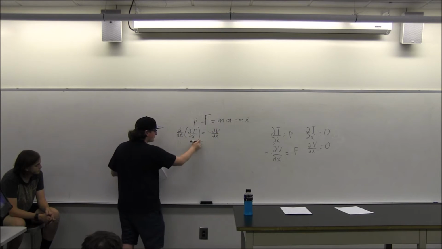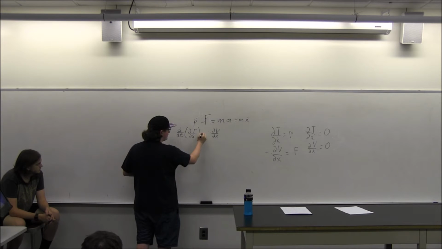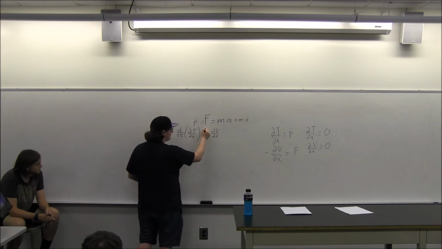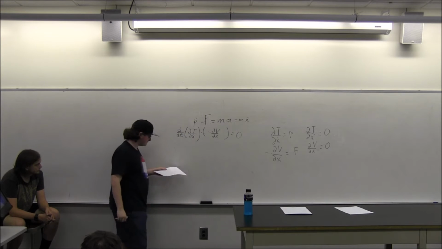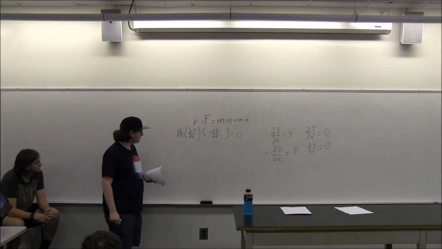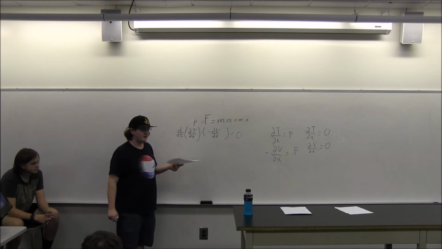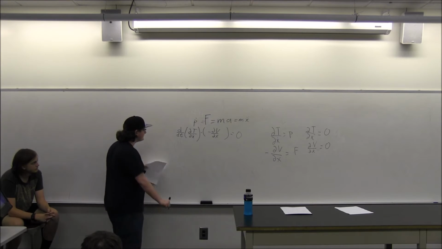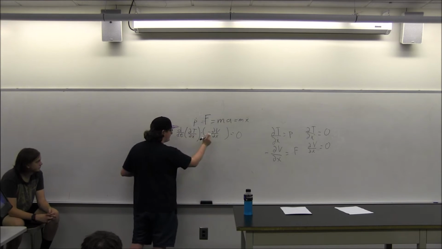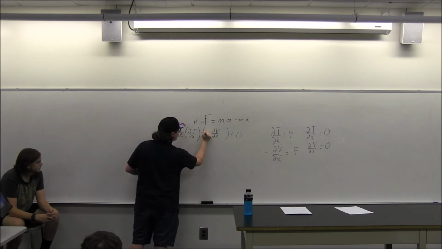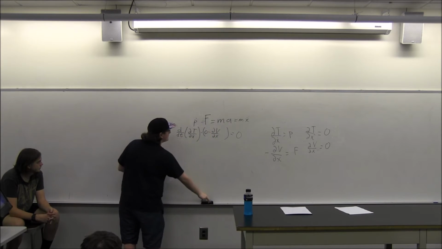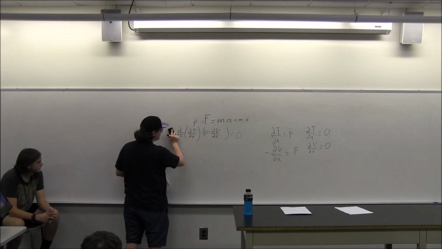I can move everything to this side, and for purposes that will become apparent later, I'm going to rewrite this as negative the minus of that quantity. That's equal to 0. Now, we can always just add 0 wherever we want and not change the equation. So I'm going to add 0 here and here. So I'll choose to do that like this. So we're subtracting 0, we're adding 0 there.